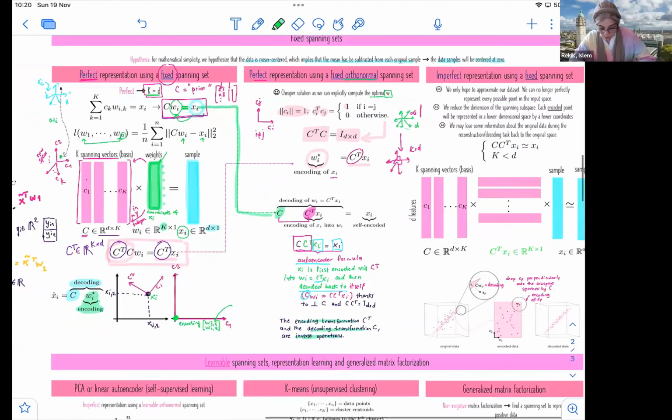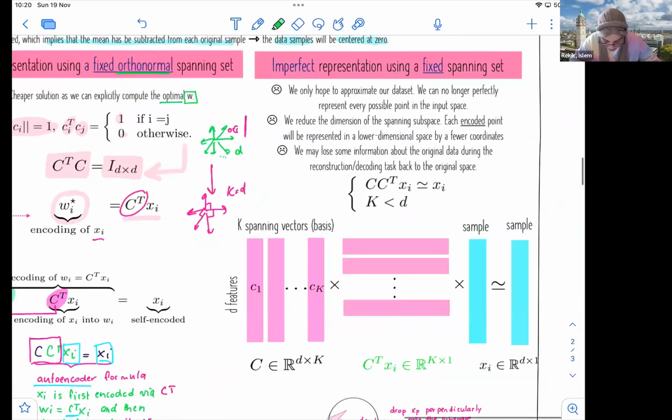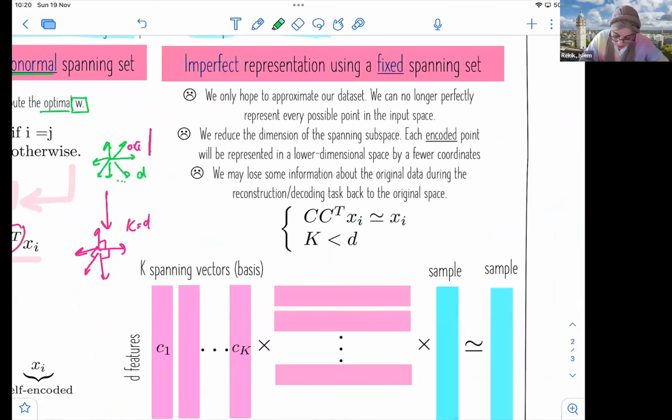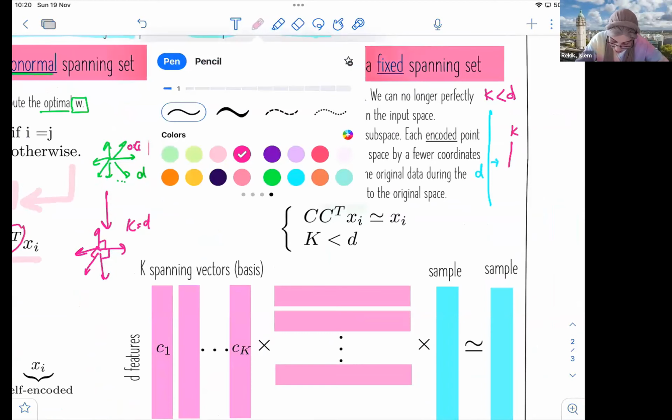The last one is when we have imperfect representation using a fixed spanning set. Because when we have imperfect representation, it means the K, the new space, is smaller than the original space. So I'm taking my original vector that has D features and mapping it onto a space where I have only K features. So I'm reducing the dimensionality.